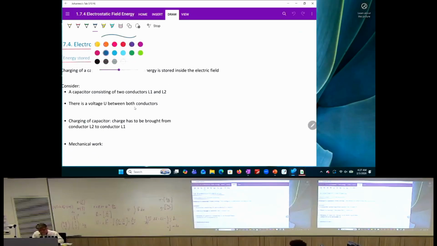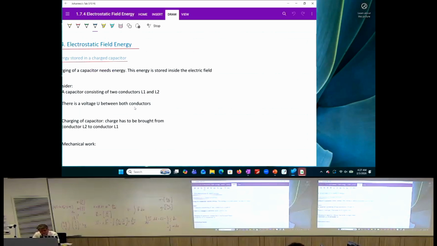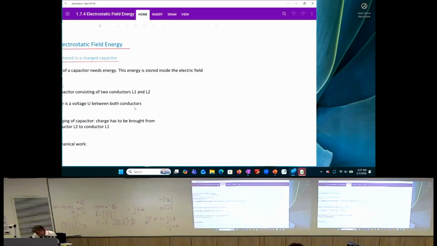So we have an arbitrary configuration in terms of geometry and material. Here we have conductor 1, which I denote with L1. And then we have an arbitrarily shaped second conductor, which I denote with L2.